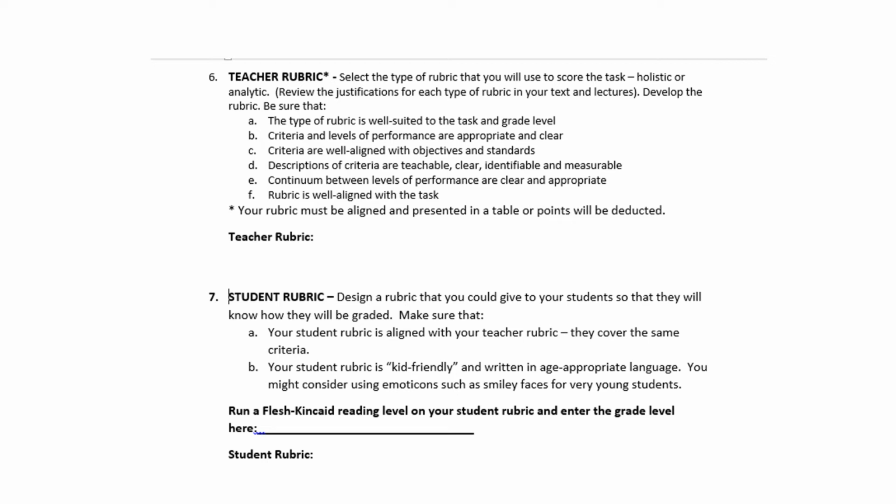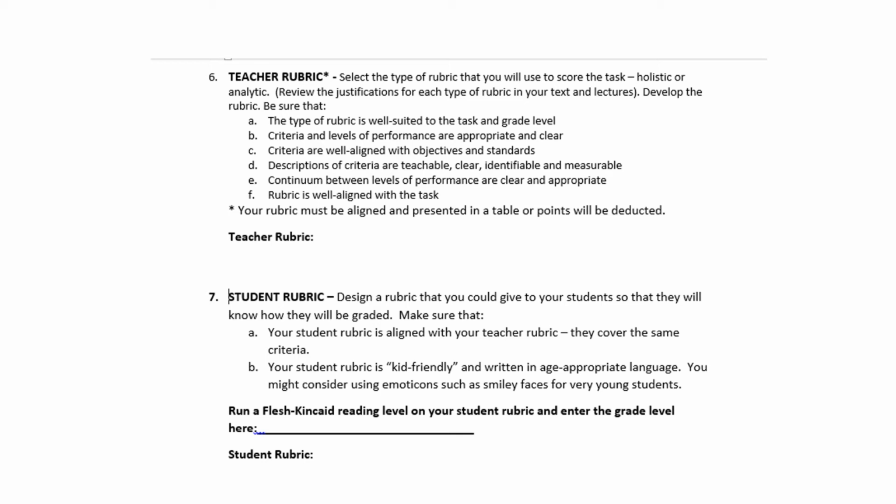You're going to develop a second kind of rubric called a student rubric. This is written in kid-friendly language, and it should begin with I can statements. So, for example, if you're doing a kid-friendly student rubric for writing, you might say, I can organize my essay so that it's clear, or something like that. I can write thesis statements. So you take your teacher rubric and you turn it into kid-friendly I can statements.